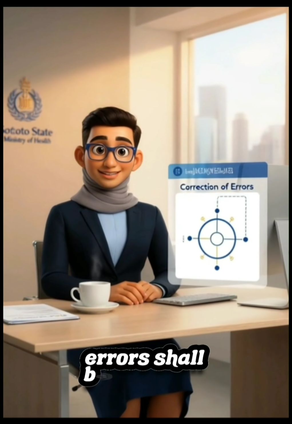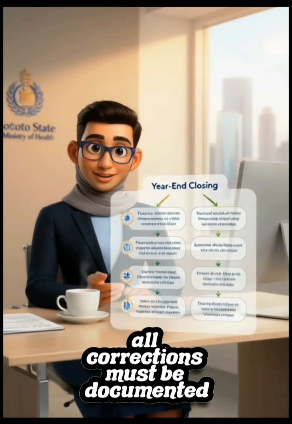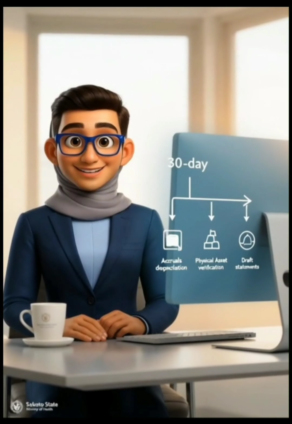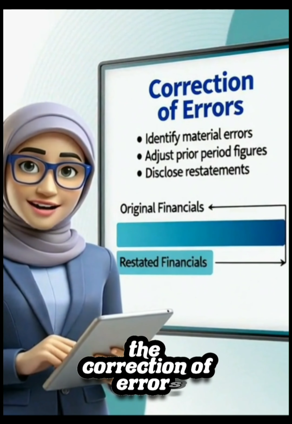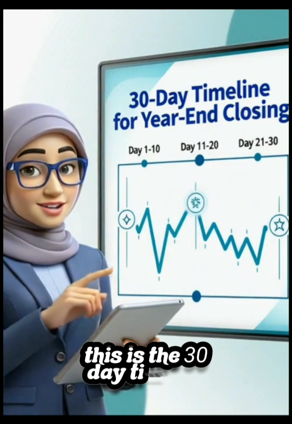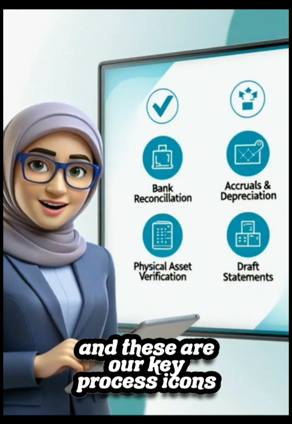Material prior period errors shall be corrected by restating comparative figures. All corrections must be documented, approved by the Director of Finance, and disclosed in the financial statements. Let's review the correction of errors. Here is our year-end closing process flowchart. This is the 30-day timeline after year-end. And these are our key process icons.